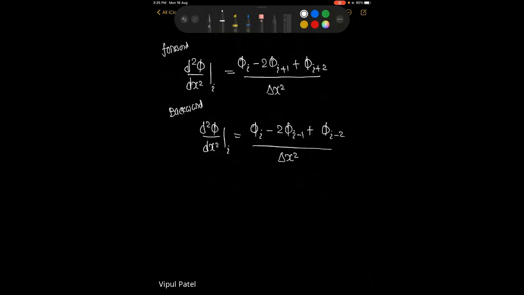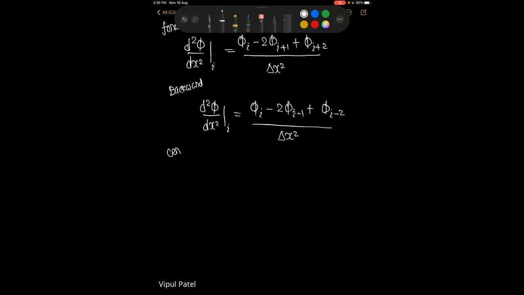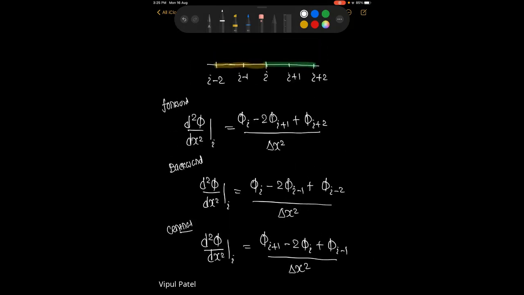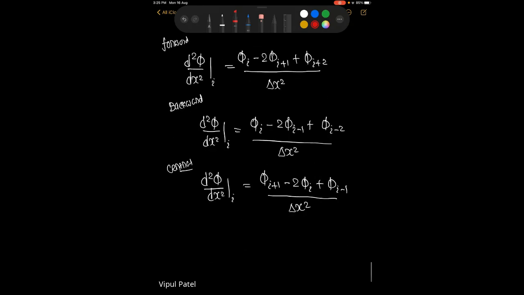And then with the last one, that is central difference approximation, my d square phi by dx square at any node I is actually phi I plus 1 minus 2 times phi I plus phi I minus 1 divided by delta x square. While in this particular formulation, I need to have knowledge of phi at node number I minus 1, I and I plus 1. So that's why this is a central difference approximation.